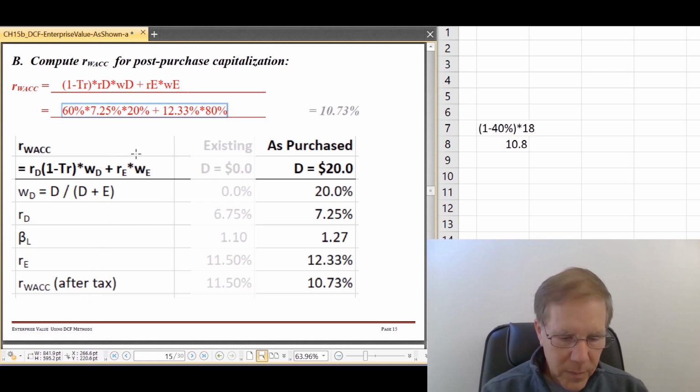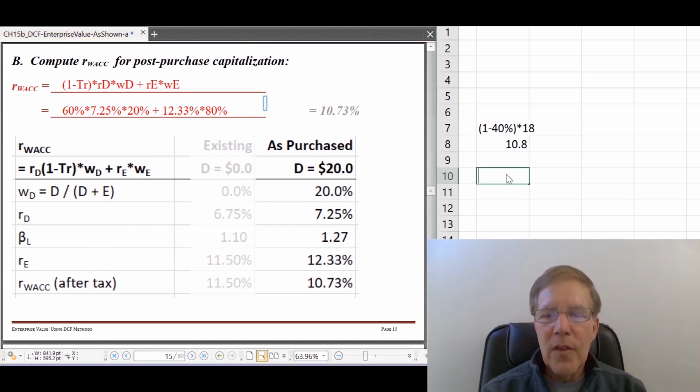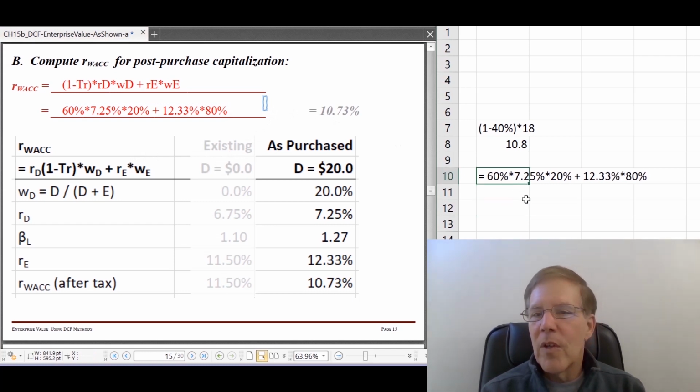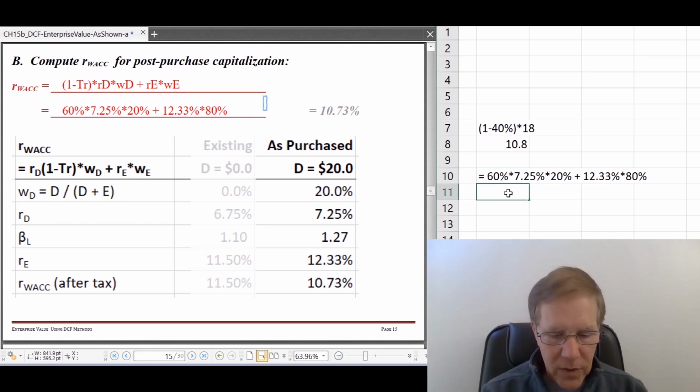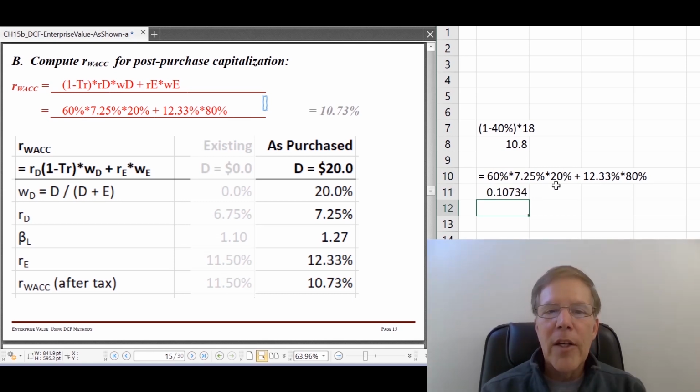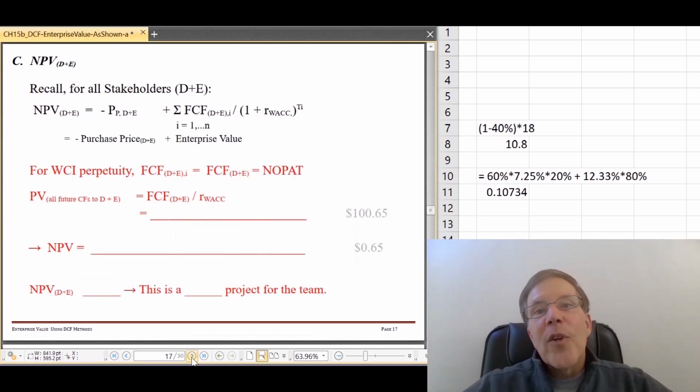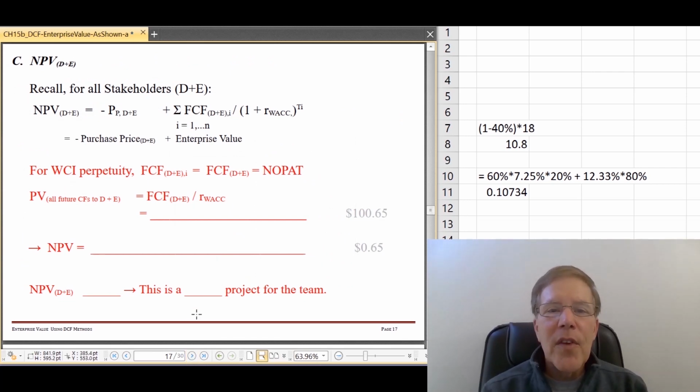And once again, let's just throw this into Excel. Okay, so this is what it would look like if you were writing it out on a piece of paper. And then the next step is you put those numbers into your calculator, and you get 10.73%, which is what we've got down here. And now we're ready to get the NPV of this project for the whole team. NPV for lenders and owners, putative, of course, potential.